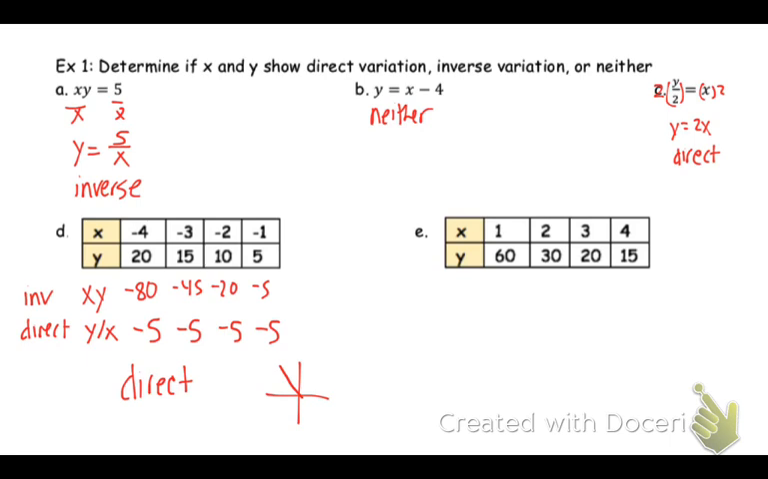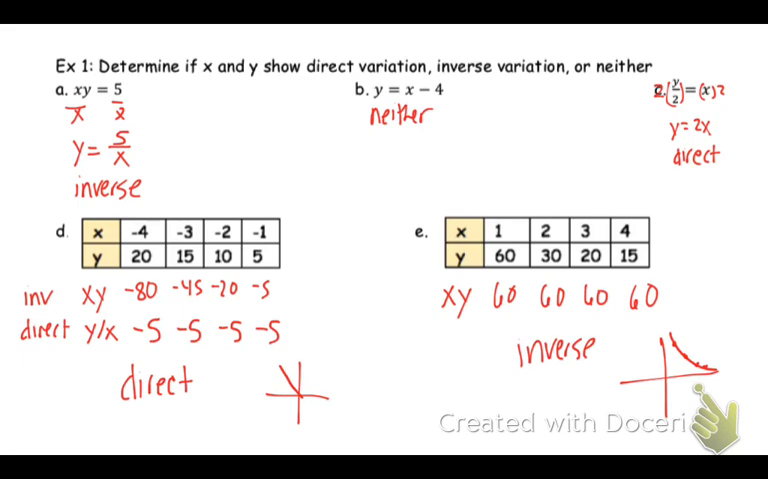All right, then let's look at this next one. If I start by doing x times y, every single time I get 60. So I don't even need to check the other option. This is an inverse variation. And again, look at your graph here. 160, 230, 320, 415. It's going to follow that same pattern as well.